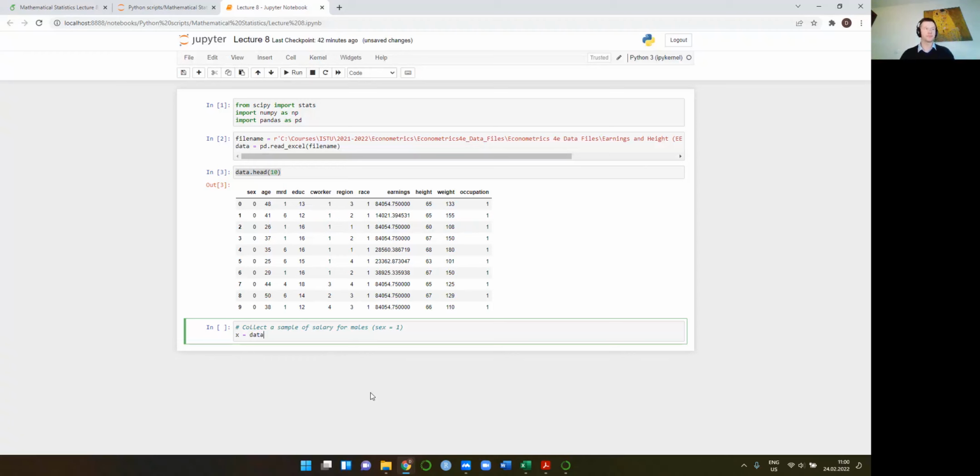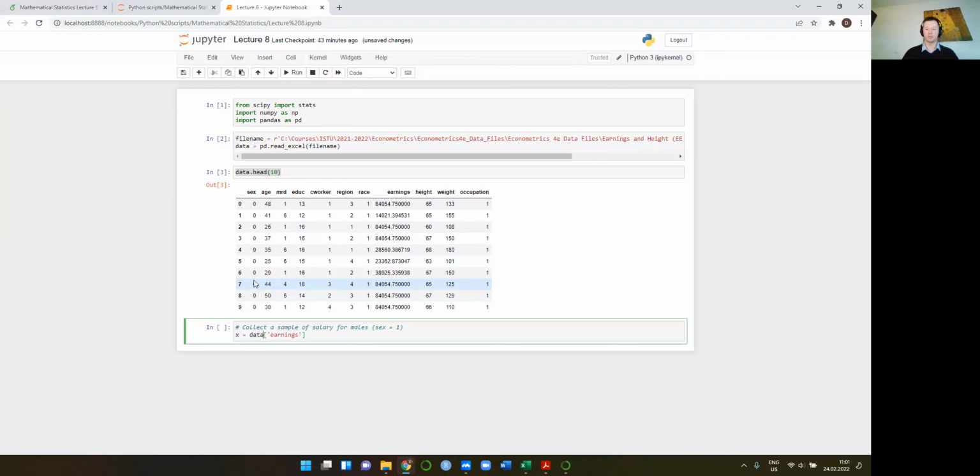You're familiar with the operation of taking a particular variable, right? If I want to extract the variable earnings from the whole table, I just write data and in quotation marks earnings. This chunk of code means that I'm extracting only the column earnings. But I want to do a little bit more. I want to take those earnings where on the variable sex I have 1, not all the earnings. I want to filter the necessary parts.